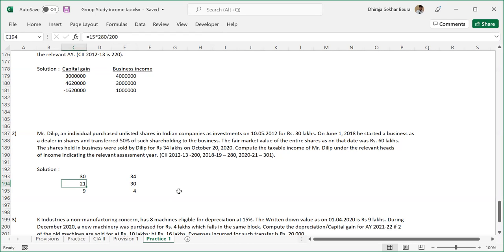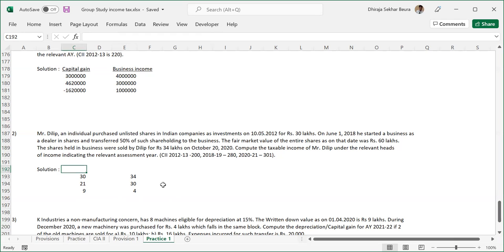My bad. So as I was saying, in 15 we multiply 280 and divide by 200, and that comes to 21. We deduct the 21 from 30, that comes to 9. That is our capital gain that we have earned. On that we'll pay tax.